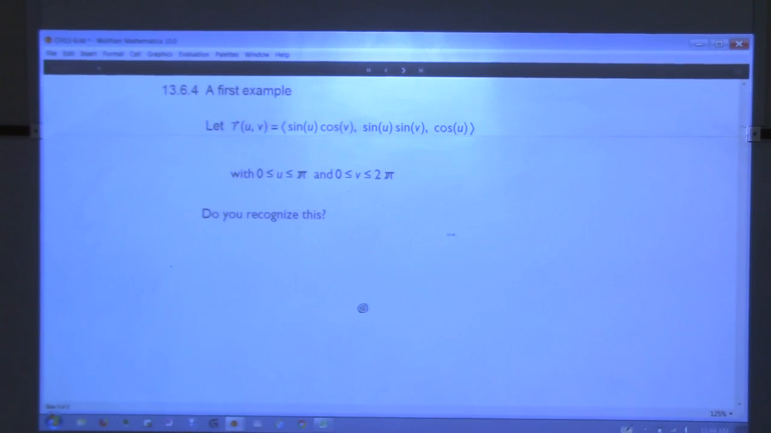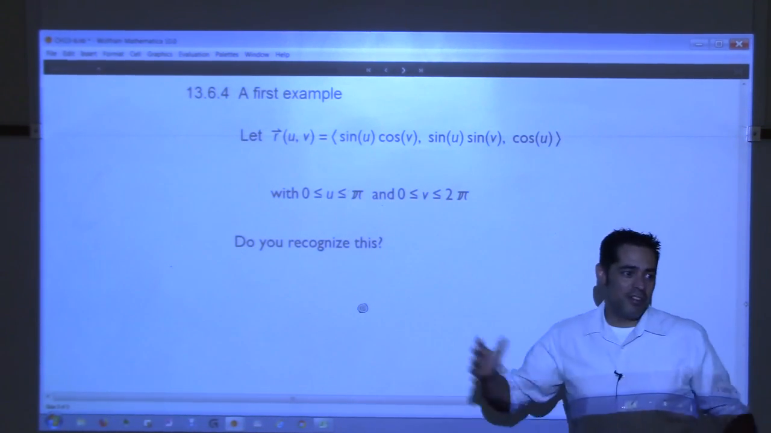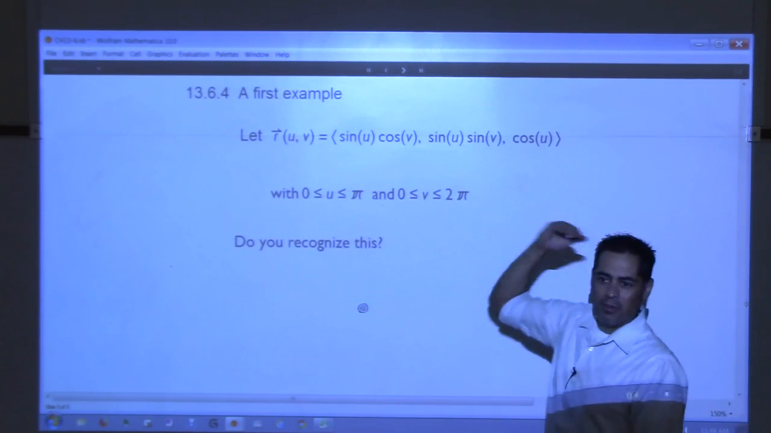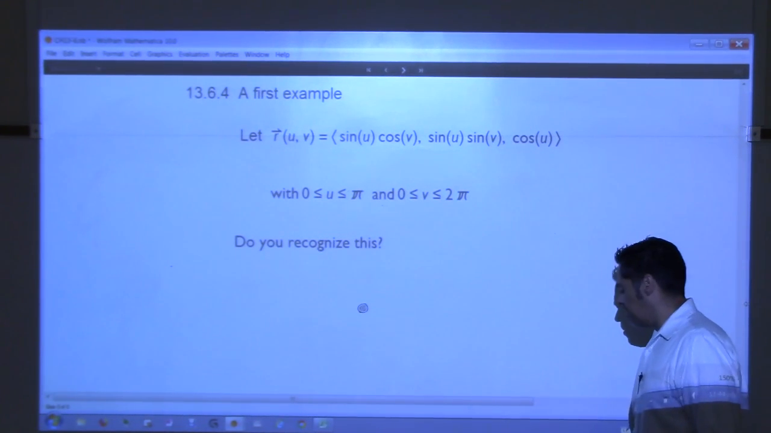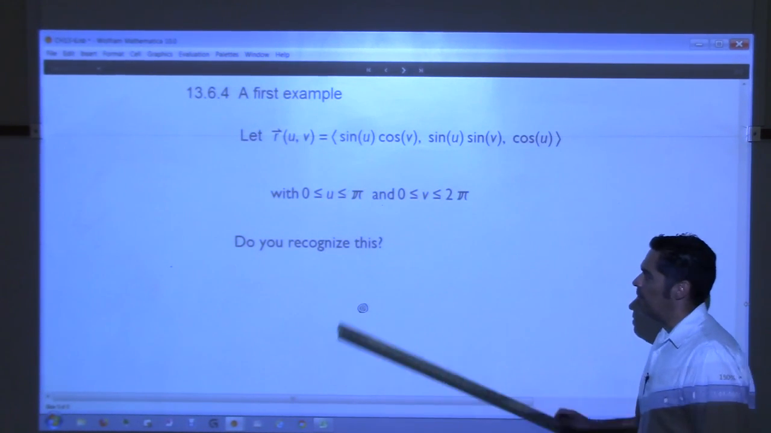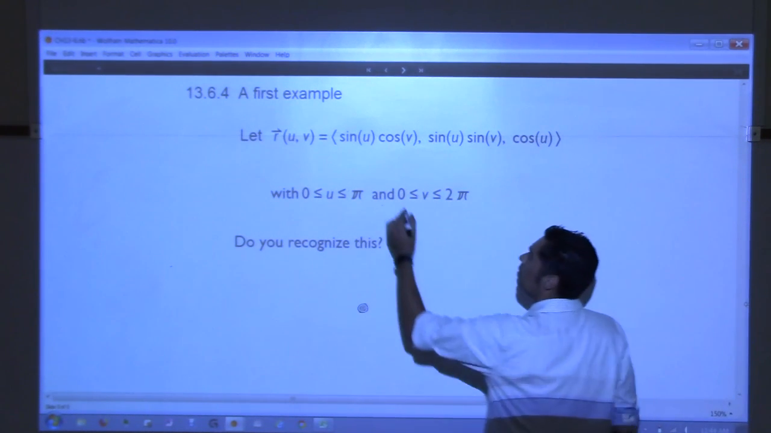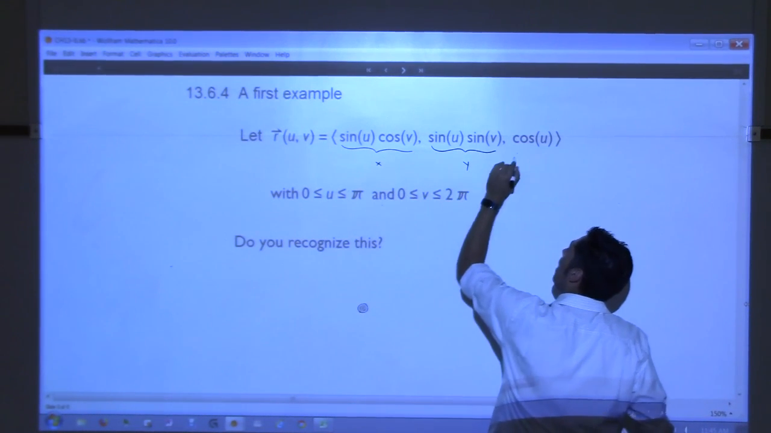So here's the first example that you're given in this section. Imagine if we hadn't talked about anything yet about space curves, about surfaces and drawing them parametrically, and then I throw this at you. Look at that one right there. When you look at this, do you recognize this? Looks like spherical. So remember when we were doing spherical coordinates, we did a substitution.